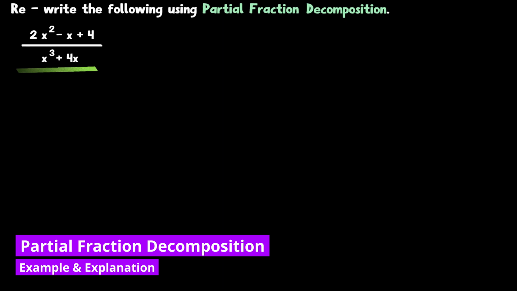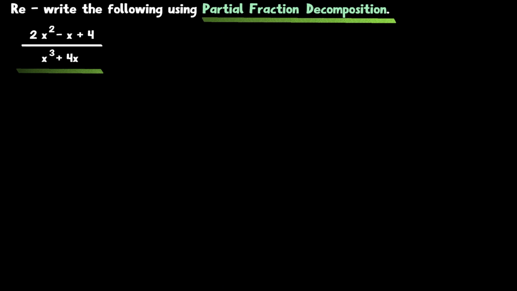Welcome. Let's take a look at the following rational expression and let's try to rewrite it using partial fraction decomposition. The first thing that we're going to do is take a look at the denominator, which in this case is x to the third plus 4x. And we're going to see if we can factor that out.